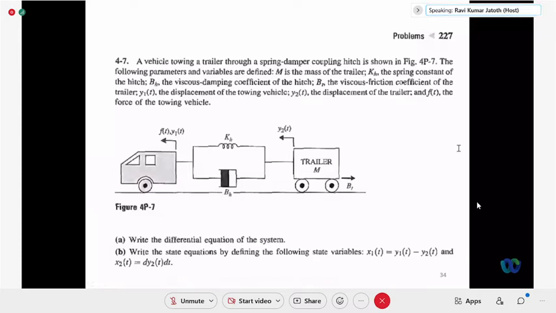So now I hope. Sri Charan Reddy. Yes, sir. Read the question once. A vehicle towing a trailer through a spring damper coupling hitch is shown in figure 4P7. The following parameters and variables are defined. M is the mass of the trailer, KH the spring constant of the hitch, BH the viscous damping coefficient of the hitch, BV the viscous friction coefficient of the trailer, y1(t) the displacement of the towing vehicle, y2(t) the displacement of the trailer, and FT the force of the towing vehicle. Part A is write the differential equation of the system. Part B is write the state equations by defining the following state variables x1. We can leave it. We can do part one.